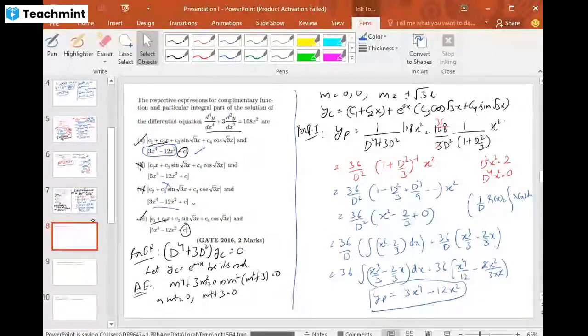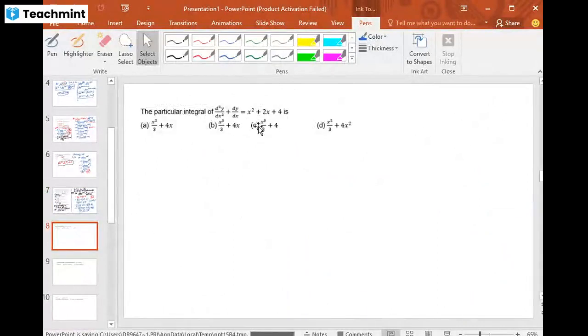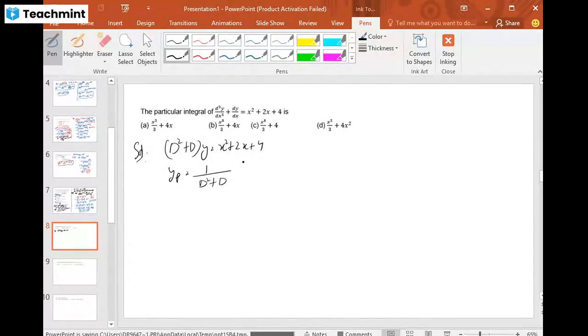Okay, now move to the next problem. Again, we are having the algebraic function, and we are interested to find out the particular integral. Let us quickly do this. So the operator form is D square plus D. Now for the particular integral, we apply the inverse operator. And again, because there is no constant term, we are taking the smallest power term, that is D. So we have 1 plus D power minus 1 times x square plus 2x plus 4.